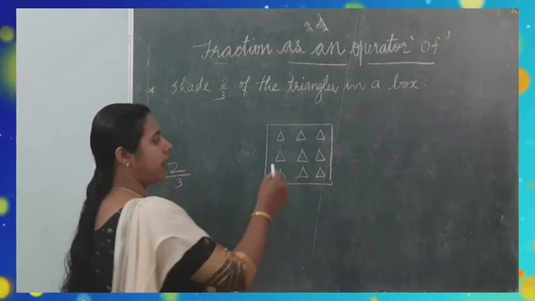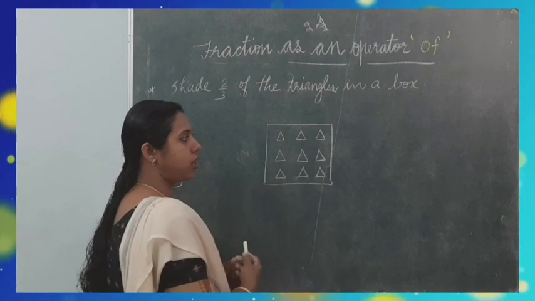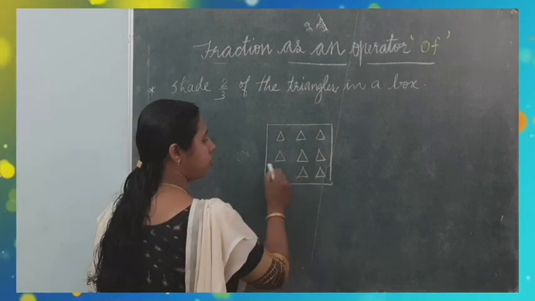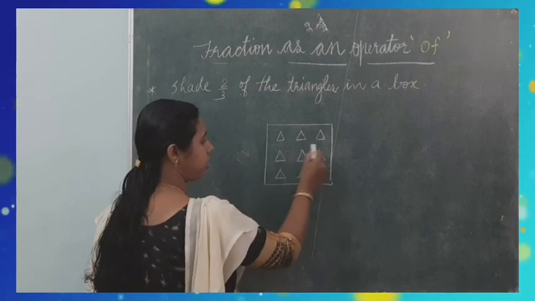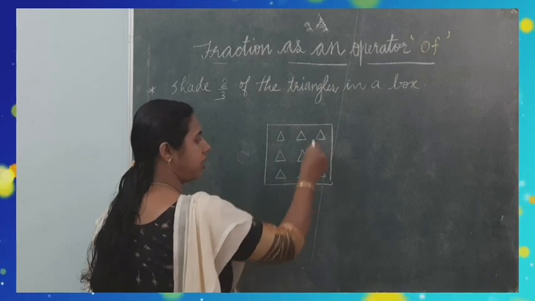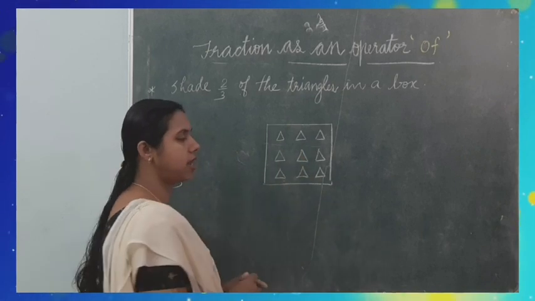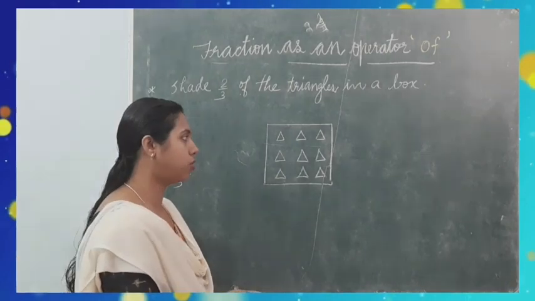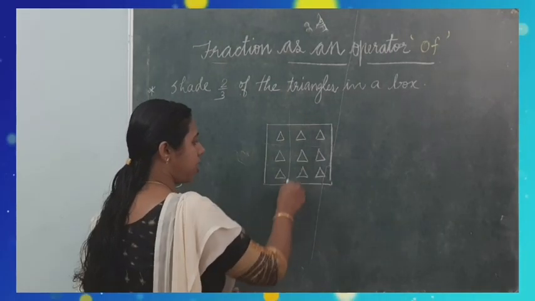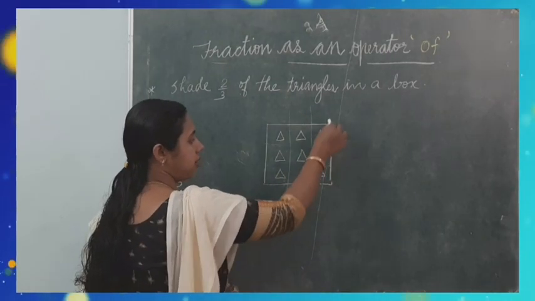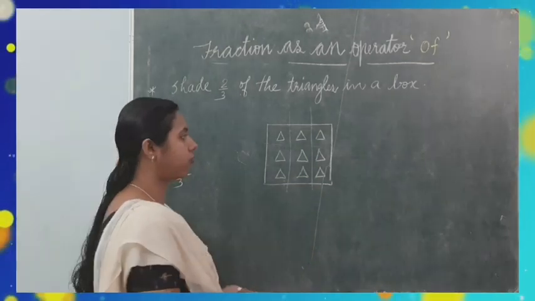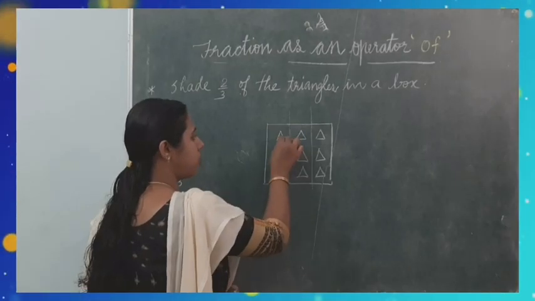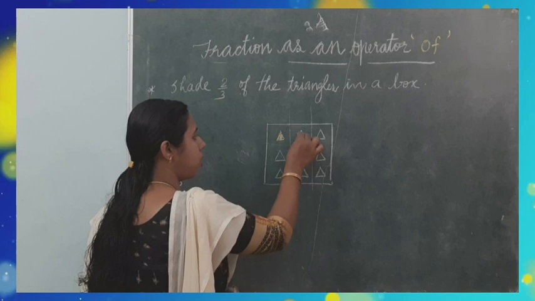So you have to divide into 3 equal parts. You can divide this one, 1, 2, 3. 3 equal parts, you can do it like this. Out of these 3 equal parts, 2 parts you want to shade. So, 1st part, 2nd part, third part, three equal parts. Out of these three, two parts you want. 2 by 3 means two parts you want to shade.